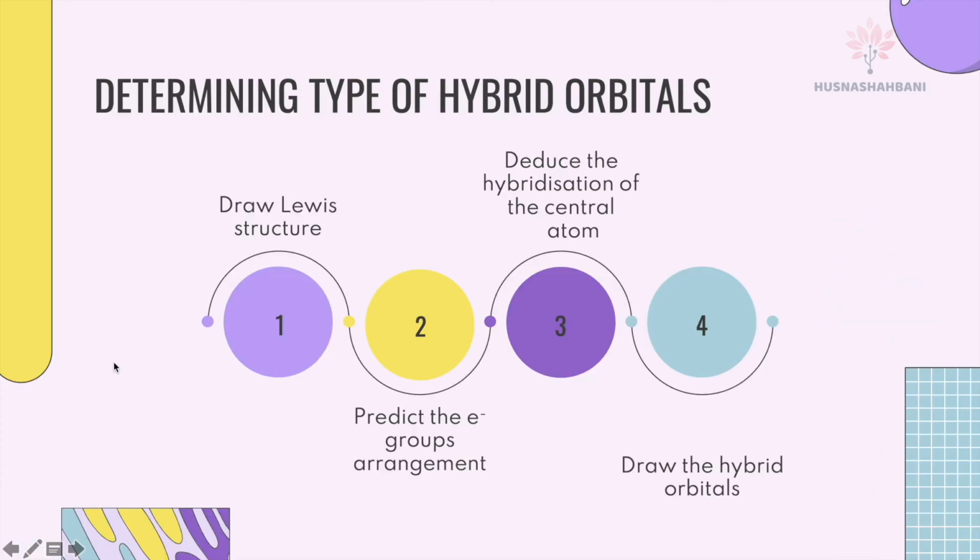Determining the type of hybrid orbital. First, you have to draw the Lewis structure and then predict the electron group arrangement. Then you look at whether the central atom has a lone pair or not, and then you determine the molecular shape, deduce the hybridization of the central atom, and then draw the hybrid orbitals. That's how you determine hybrid orbital types.